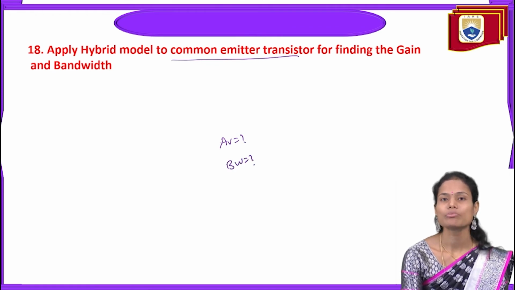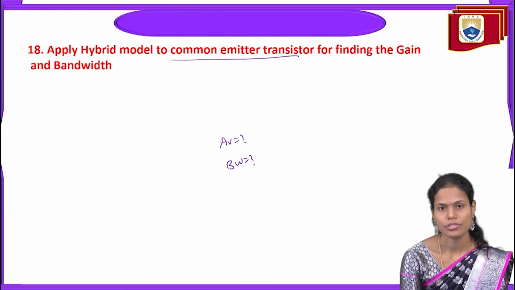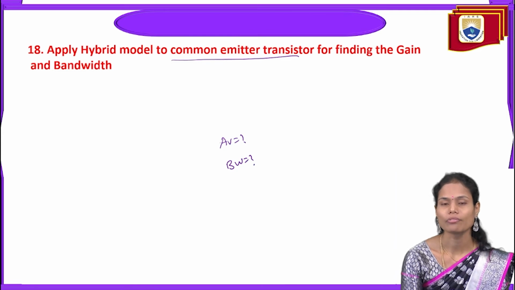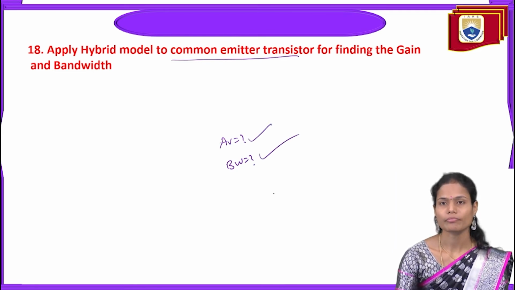So we have to take the common emitter transistor, then draw the high frequency equivalent circuit of that common emitter transistor, and then do the analysis to find these two parameters. So we have to explain this in detail.